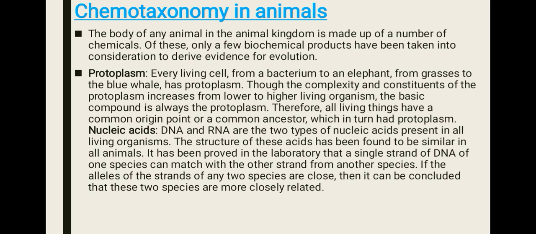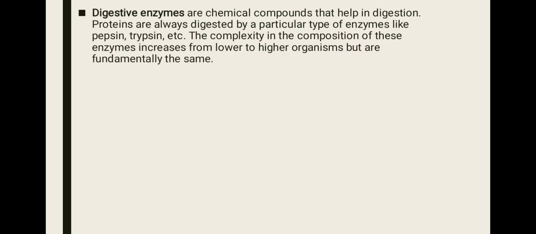Then nucleic acids. DNA and RNA are the two types of nucleic acids present in all living organisms. The structure of these acids has been found to be similar in all animals. It has been proved in the laboratory that a single strand of DNA of one species can match with that of the other species. If the alleles of the strands of any two species are close, then it can be concluded that these two species are more closely related.